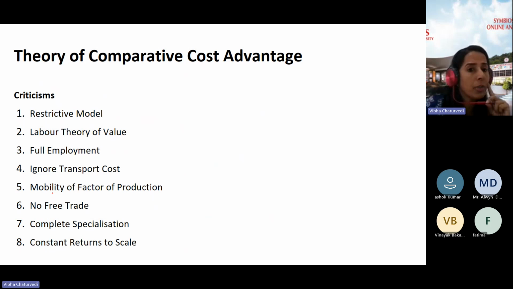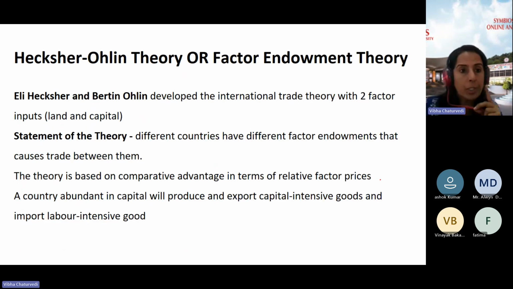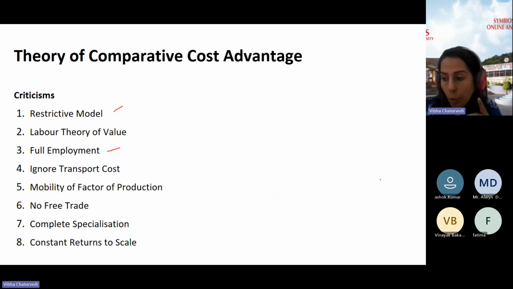So it is a restrictive model, with only two commodities and two countries. It is also based on the assumption of full employment, and full employment is not a very good assumption to make, because mostly countries have to deal with a lot of unemployment of resources in the whole factor market. Even if we are considering only one factor of production, labor, there is a lot of labor unemployment that the countries have to deal with.